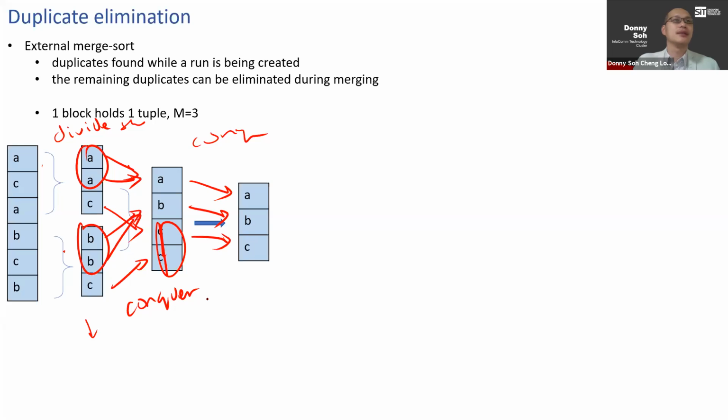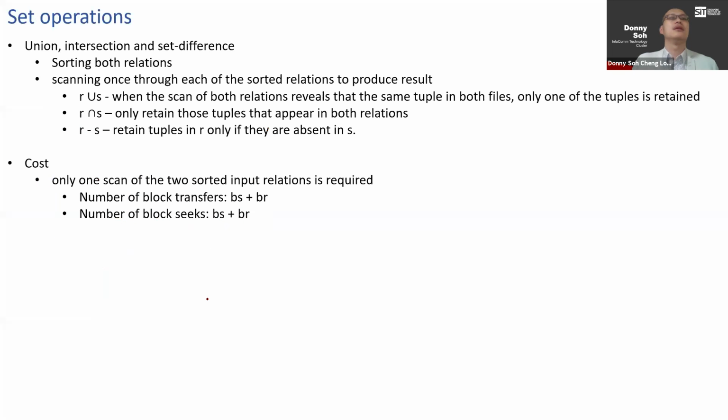Okay, this should be clear. So we have set operations: union, intersection, and the set difference. How this can be done is we would sort the relations, and then we would scan through each to produce the result. So for these operations, typically sorting first somehow seems to be the better option.